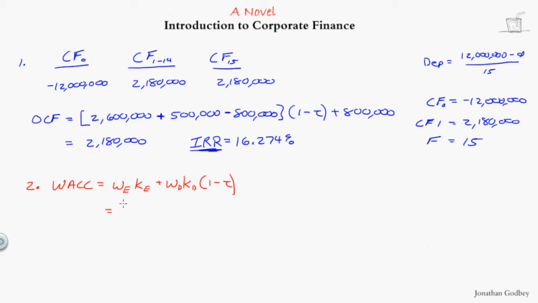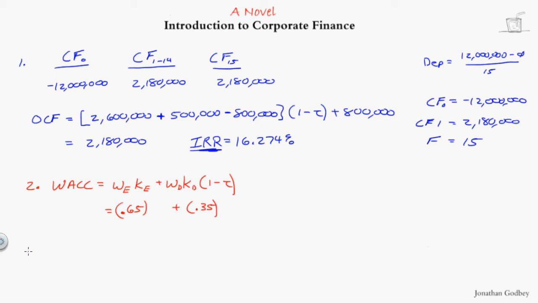The capital structure is given in part A, and that's how much of the money you raise. So I got to raise $12 million to do this. 65% of that money comes from equity, and 35% of that money comes from debt. Now, what's my cost? Let's start with cost of equity. What's my cost of equity?